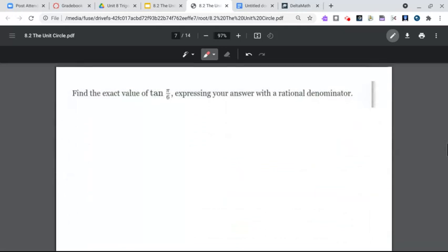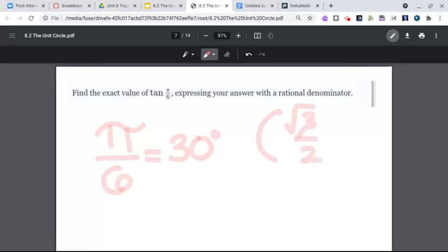Okay, we're going to move to some exact values. Find the exact value of tangent pi over 6. So tangent pi over 6, for some people, it's helpful to think of it as a degree measure. Pi over 6 is equivalent to 30 degrees. Okay, 30 degrees is on the unit circle in quadrant 1. The ordered pair at 30 degrees is root 3 over 2, 1/2.